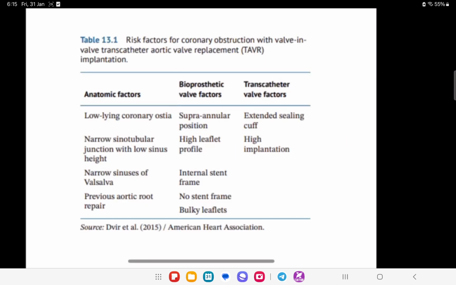The risk factors for coronary obstruction with valve-in-valve transcatheter aortic valve implantation are anatomic factors, bioprosthetic valve factors, and transcatheter valve factors. Anatomic factors are low-lying coronary ostia, narrow STJ with low sinus height, narrow sinus of Valsalva, and previous aortic root repair. Bioprosthetic valve factors are supra-annular position, high leaflet profile, internal stent frame, no stent frame, and bulky leaflets. Transcatheter valve factors are extended sealing cuff and high implantation.